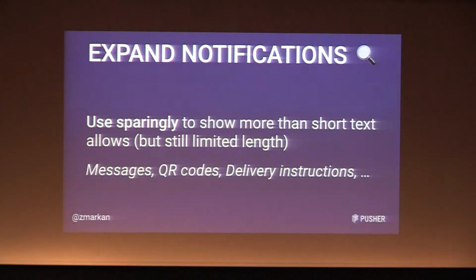So yeah, I mentioned you can expand them, but use really sparingly, like to show more than what the short text allows you. So if you have an email, you can have a preview. That's great. I was just talking to Amal from Deliveroo, how it would be interesting if you have a delivery driver coming to your place, and you could even give them like key code for your building to kind of easily unlock the door and come to your apartment, and that could be put into a big text notification or QR codes.